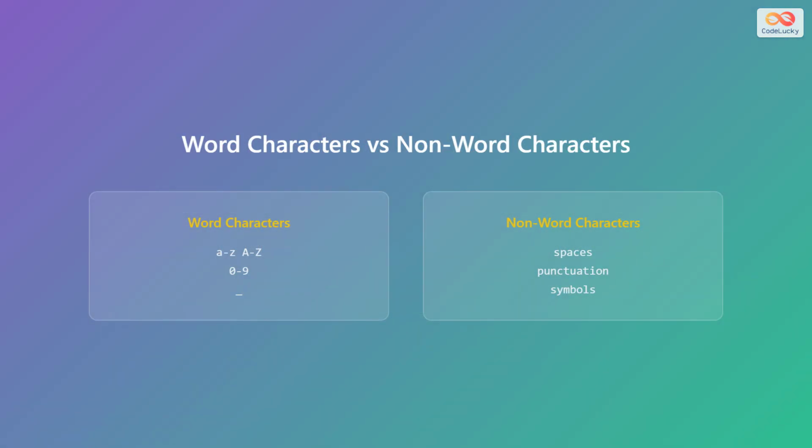Let's differentiate between word characters and non-word characters. Word characters include lowercase letters a through z, uppercase letters A through Z, digits 0 through 9, and the underscore. Non-word characters consist of spaces, punctuation marks, and symbols. Understanding this difference is key to using word boundaries effectively.